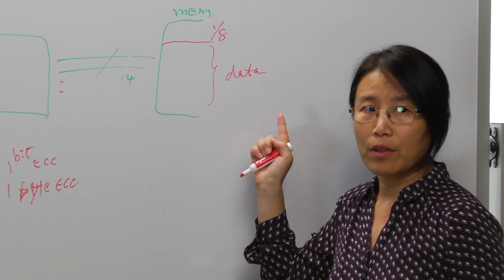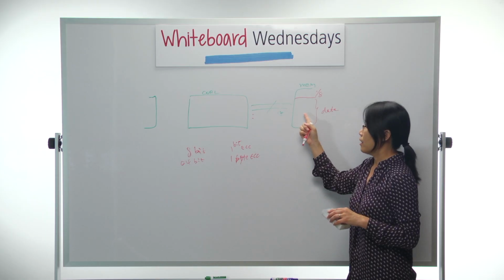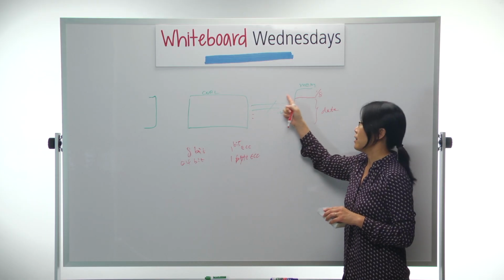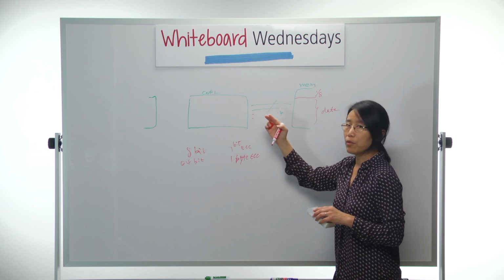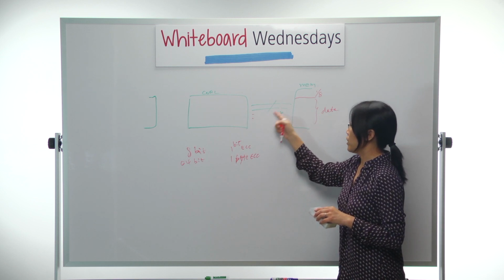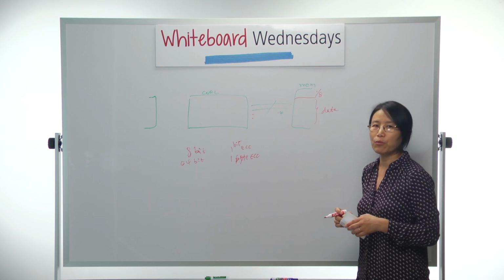In this scheme, when we write the data to the memory, there is going to be a separate write of the ECC code to the ECC space. When we read the data from the memory, there is going to be a second read from the ECC space. So it will consume some memory bandwidth.